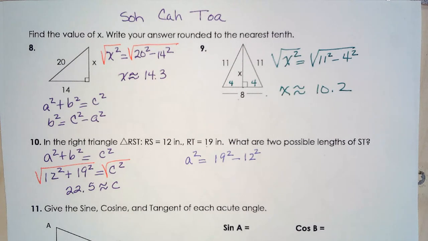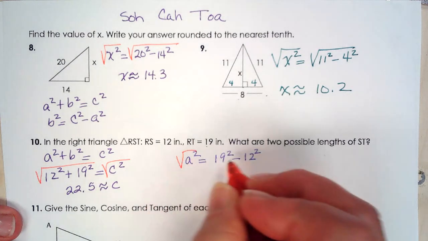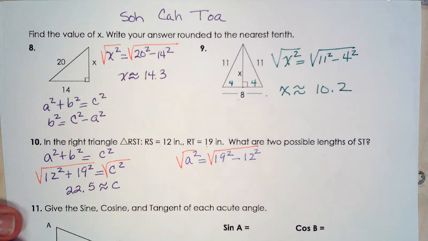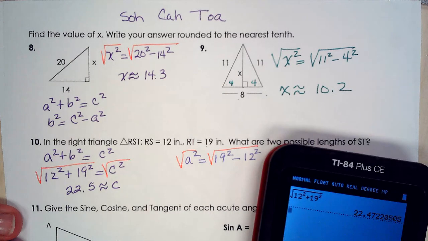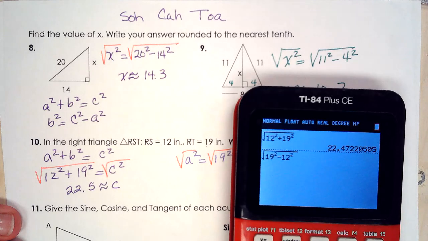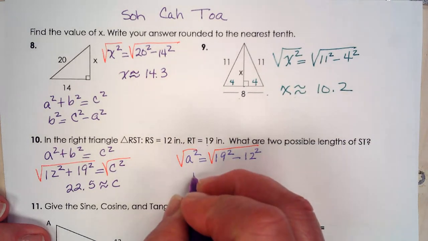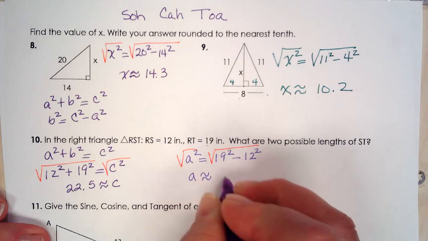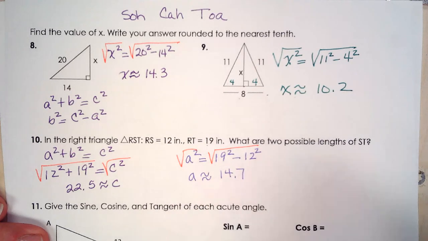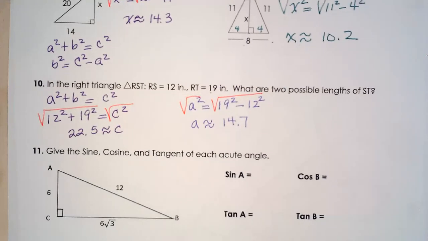The opposite of squaring is square rooting. 19 squared minus 12 squared is 14.7. So, looking at that, you now have two lengths, two possible lengths it could be.